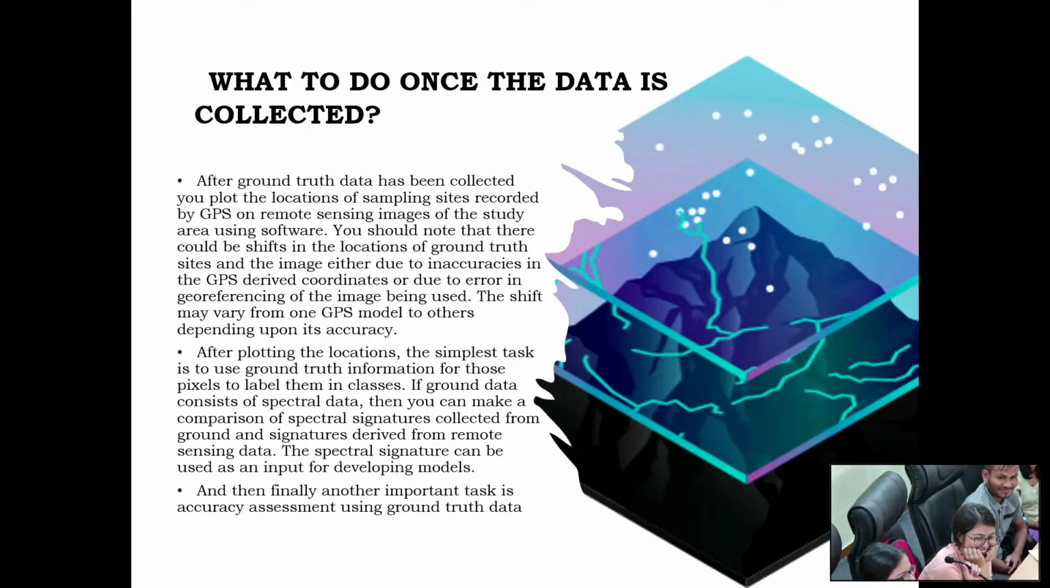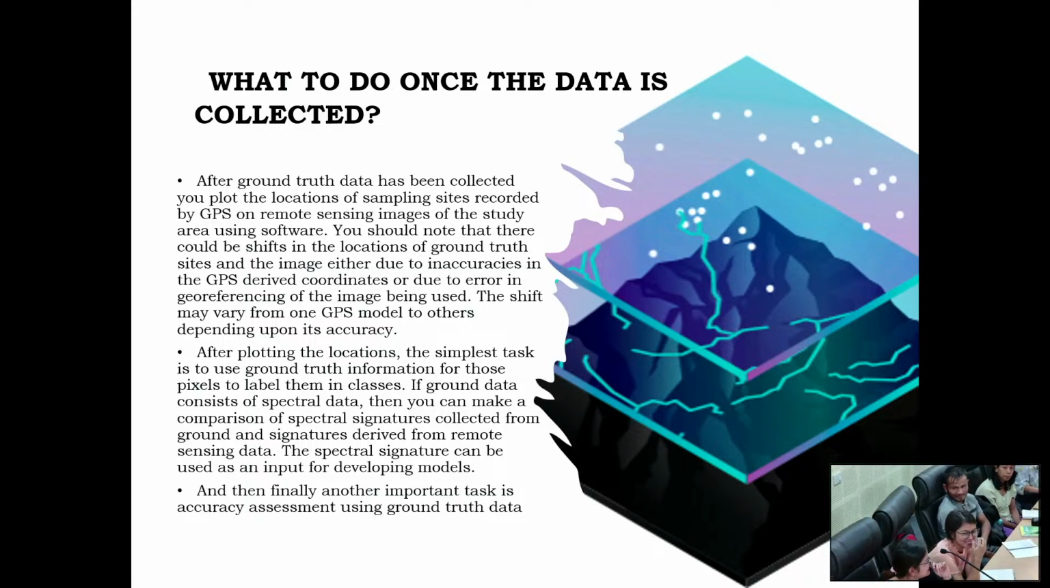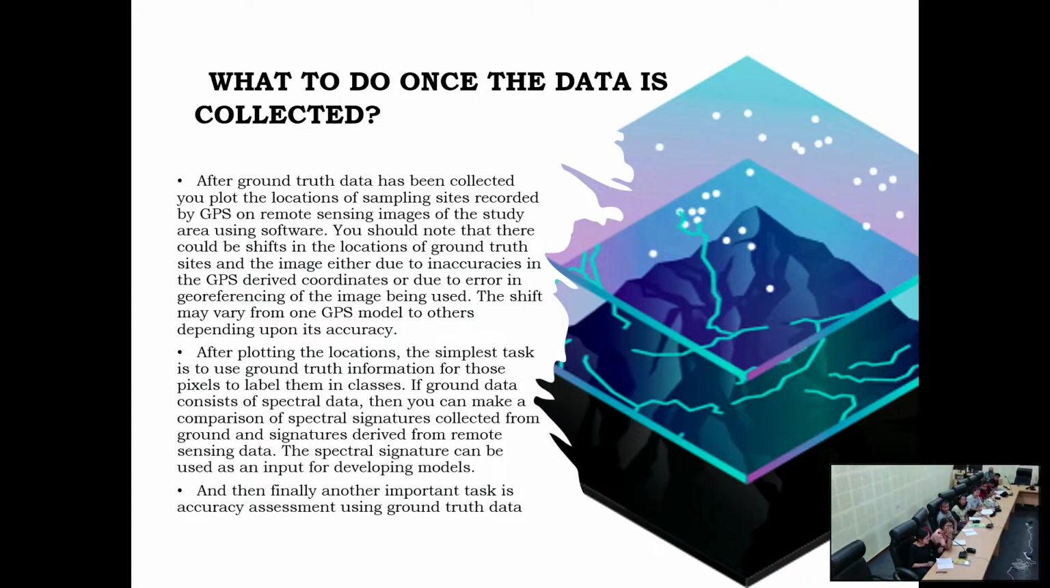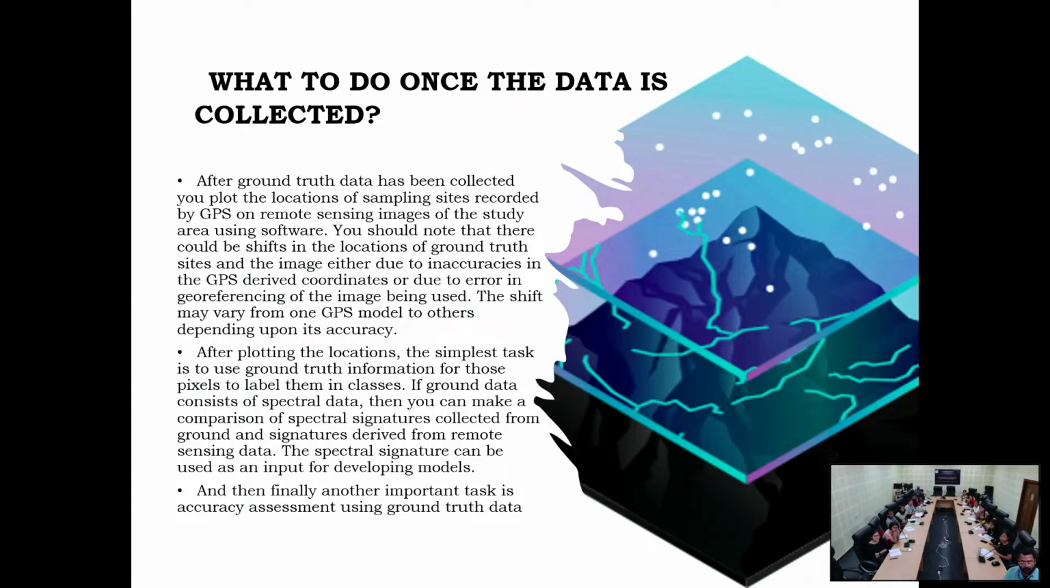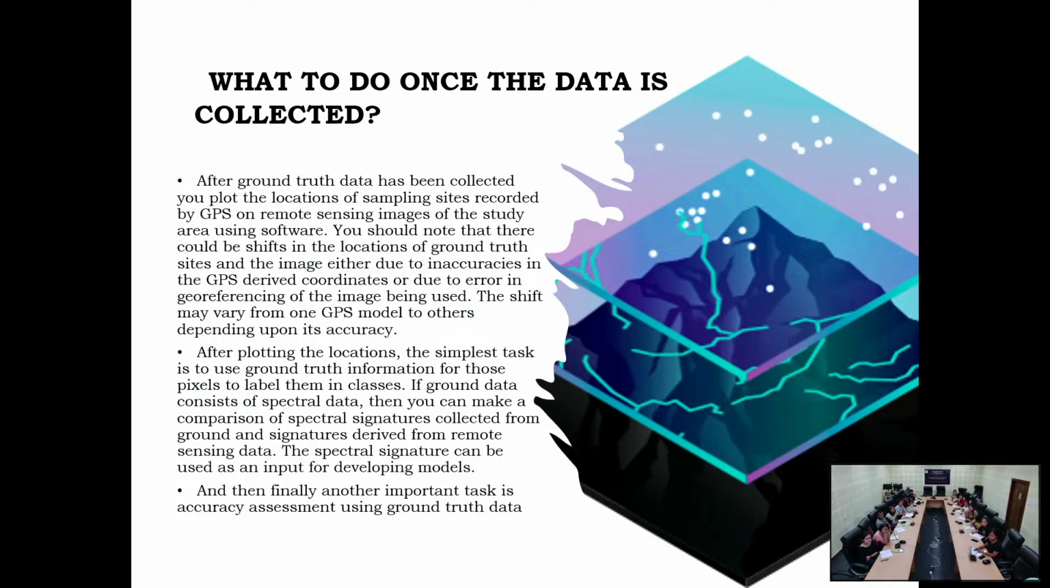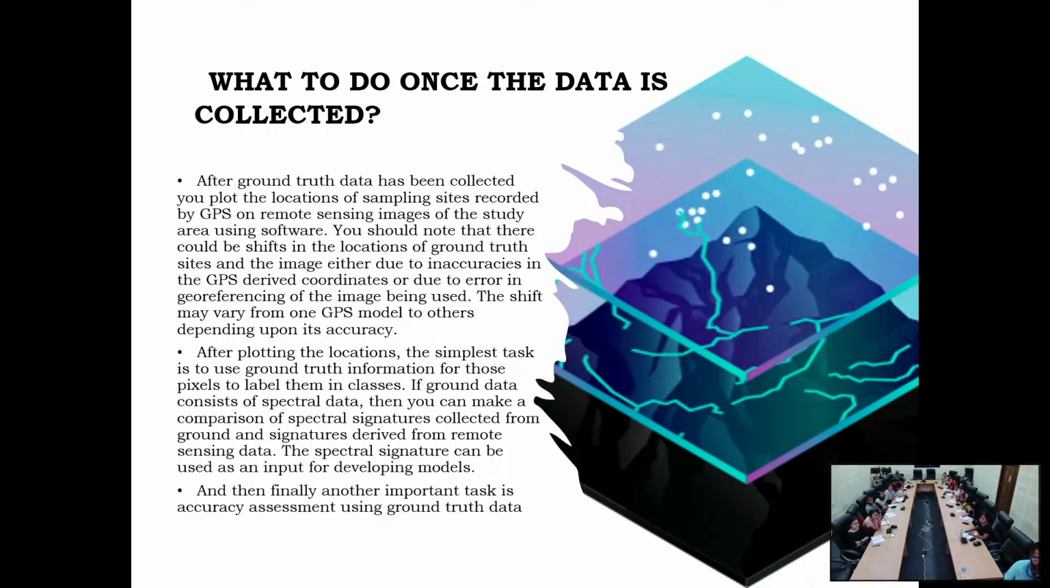So after ground truth data has been collected, you plot the location of sampling sites recorded by GPS on remote sensing images of the study area using software. You should note that there could be a shift in the location of ground truth sites and the image, either due to inaccuracies in GPS-derived coordinates or due to error in georeferencing of the images being used. The shift may vary from one GPS model to another depending upon its accuracy.